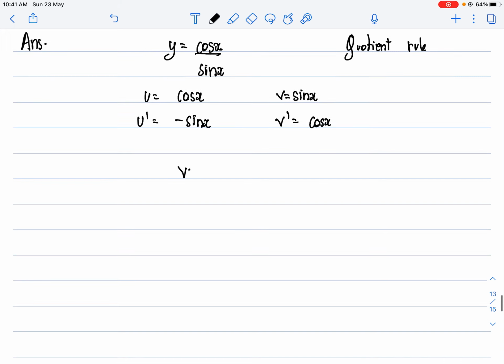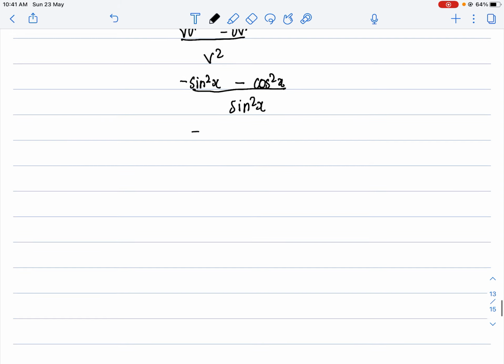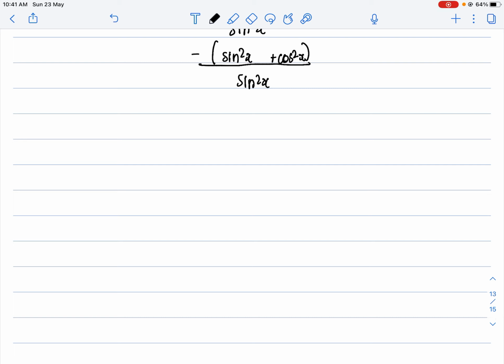Now I use the formula, which is vu dash minus uv dash over v squared. So vu dash is minus sine squared x, correct? And minus uv dash is minus cos squared x, over v squared, which is sine squared x. I can take minus common here to write this as minus of sine squared x plus cos squared x over sine squared x. Now sine squared x plus cos squared x is 1, so I can write this as minus 1 over sine squared x.